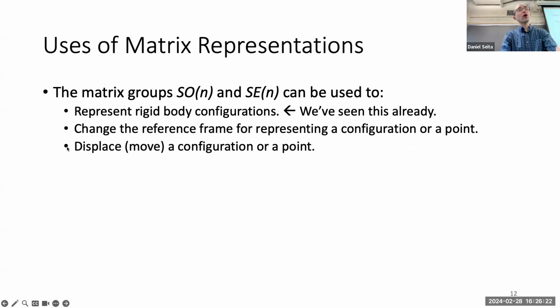But there are two other very important uses. That would be changing the frame of reference for representing a configuration or point. And the third way is to actually display a configuration or a point. So it's very important to know these three things.